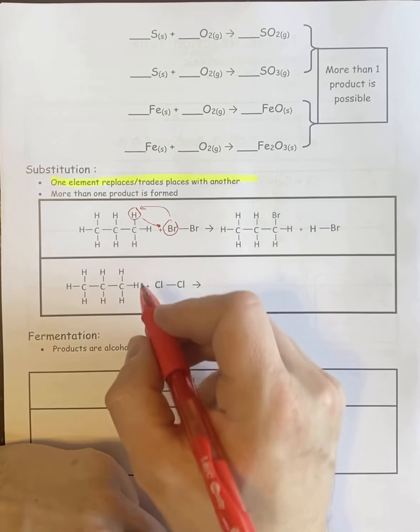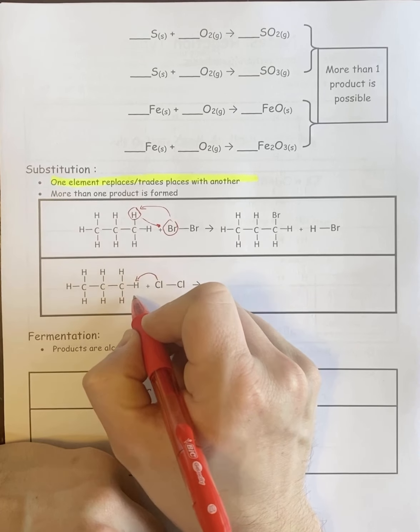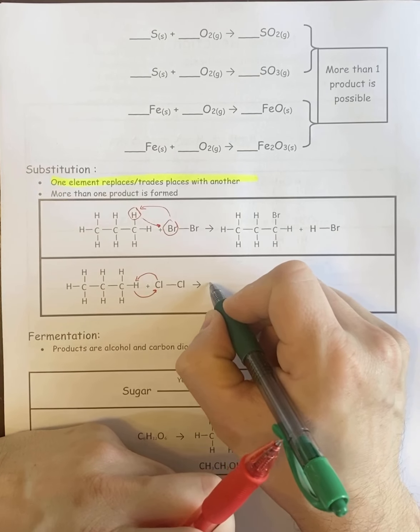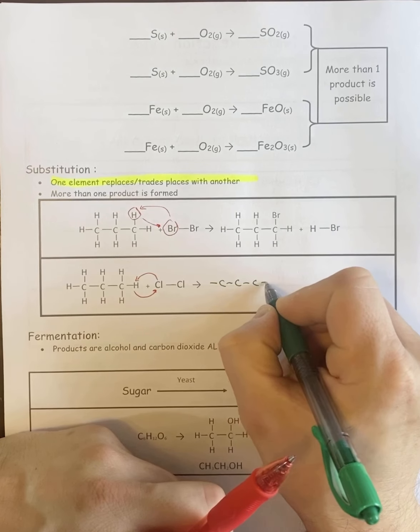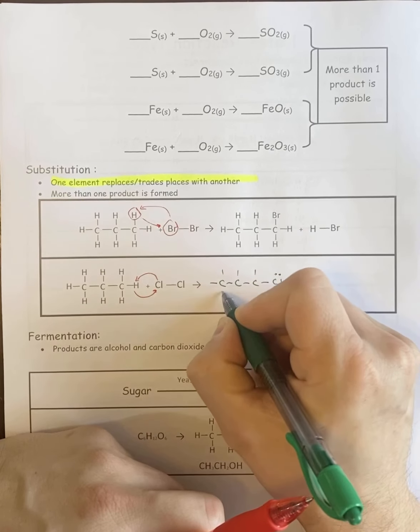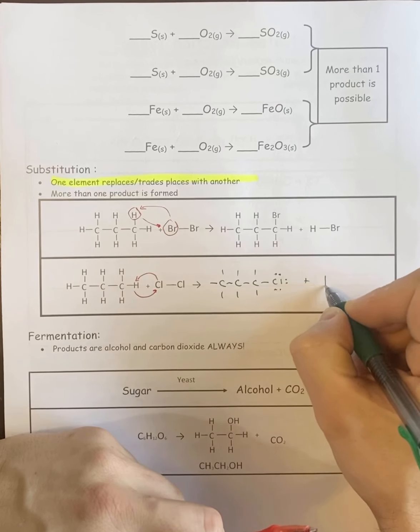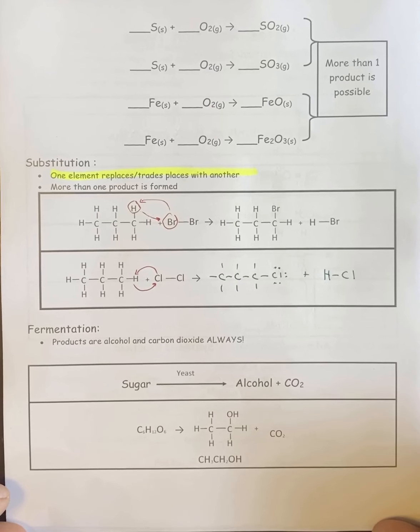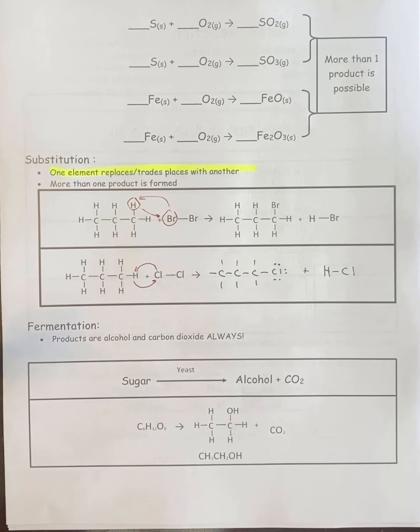So for you to do one, I'm just going to do the easiest thing. I'm going to switch the H with the nearest Cl. And I'm going to end up with this. Done. That's all substitution is. And for the last one, fermentation, we're not going to really draw these out. Fermentation is kind of a memorization one.